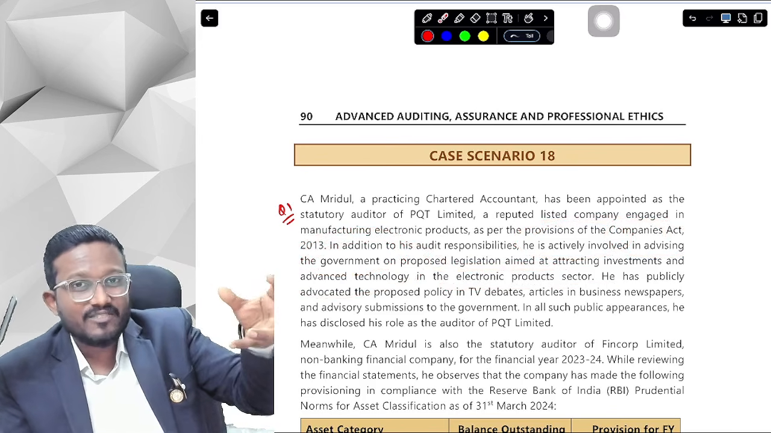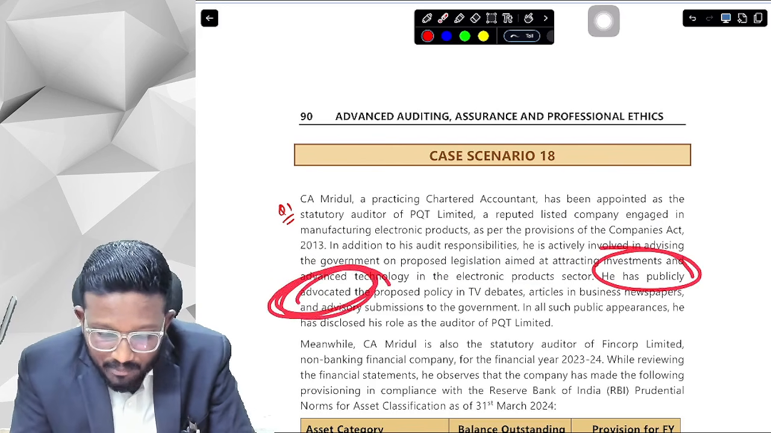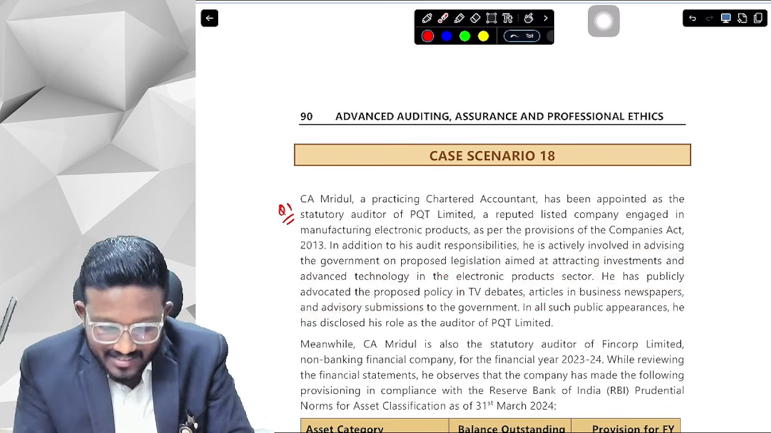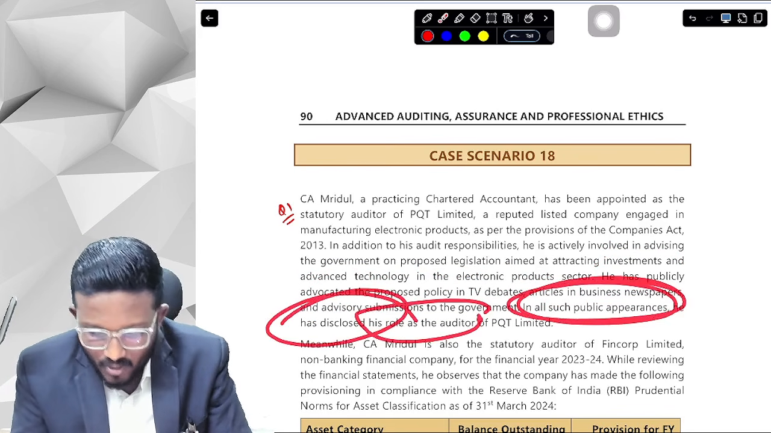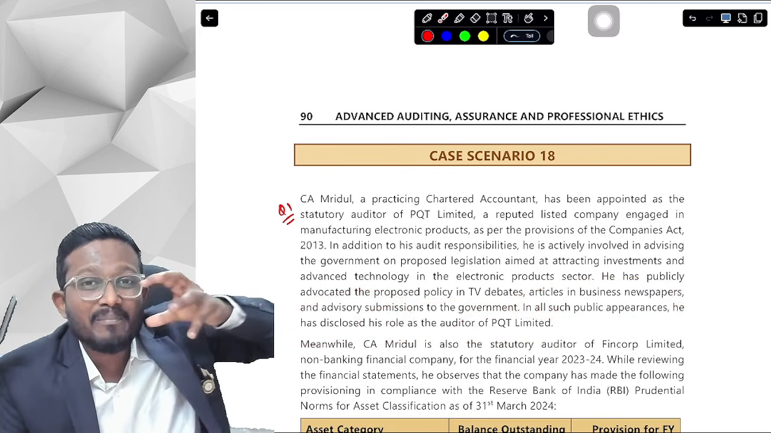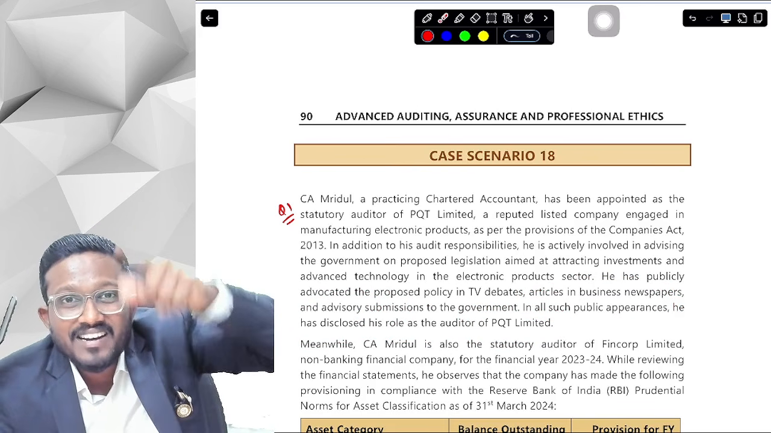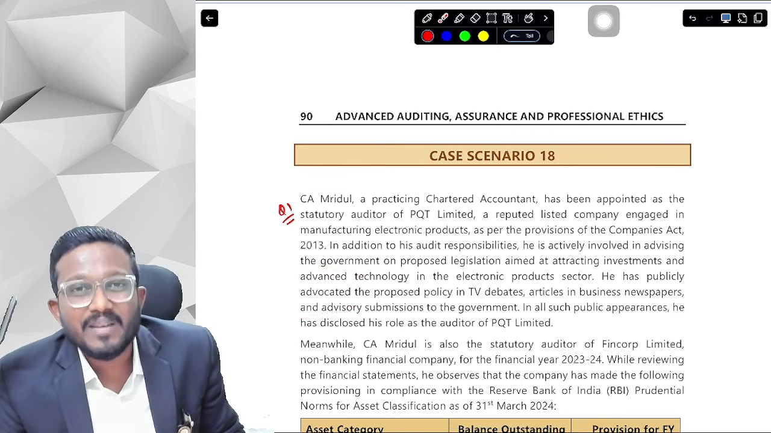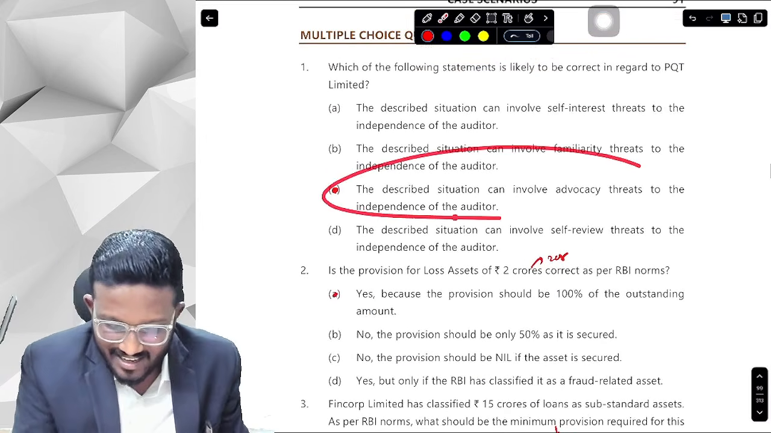So in the sector in which our client is working, we are advising the government as well. We have publicly advocated the proposed policy in TV debates, articles in business newspapers, and advisory commission submissions to the government, and in all such public appearances we have disclosed our role as an auditor of PQT Limited. So basically we are doing public lobbying, government lobbying for our particular audit client. This is covered under which type of threat, sir? They have directly given you a hint, advocated, which means advocacy threat is covered over here. Okay, yes sir. So this is covered under advocacy threat.